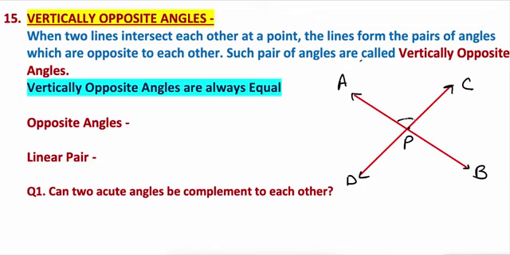Suppose this angle, angle 1, is opposite to angle 2, and angle 3 is opposite to angle 4. These vertically opposite angles will always be equal when two lines intersect at a point. So we can say that angle 1 is equal to angle 2 and angle 3 is equal to angle 4.